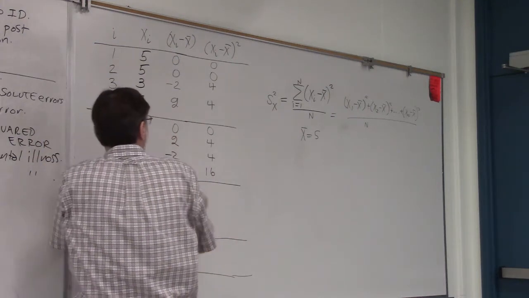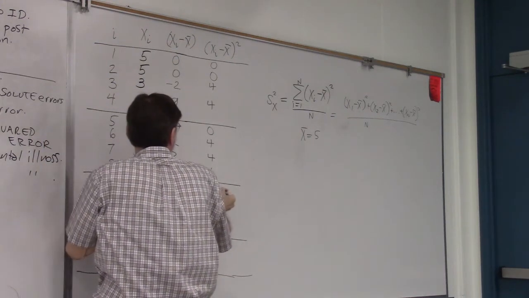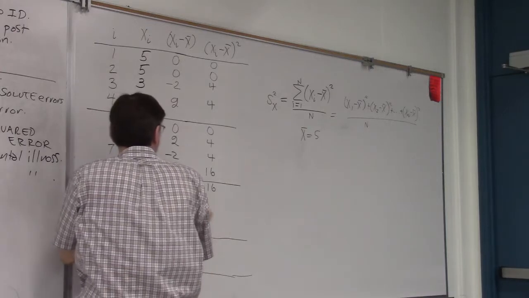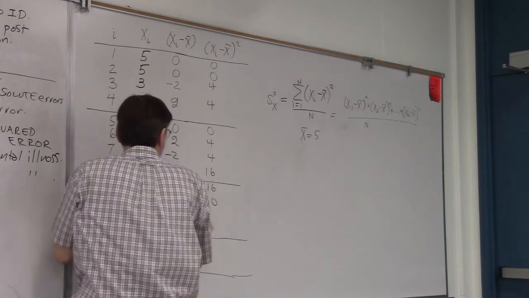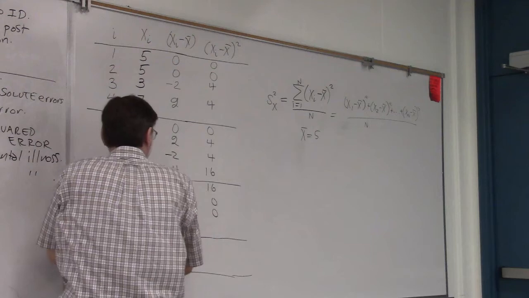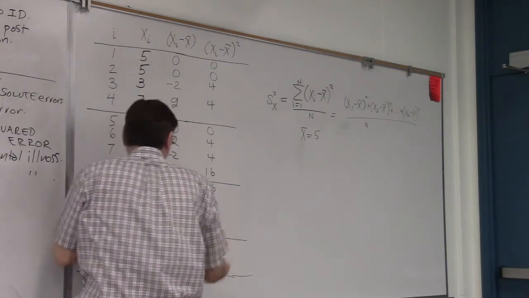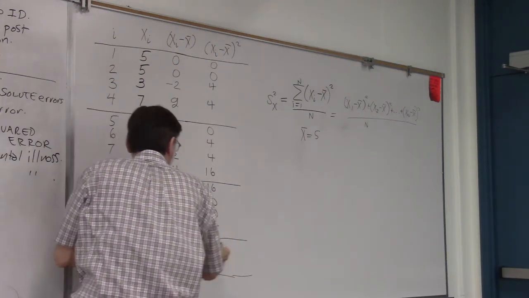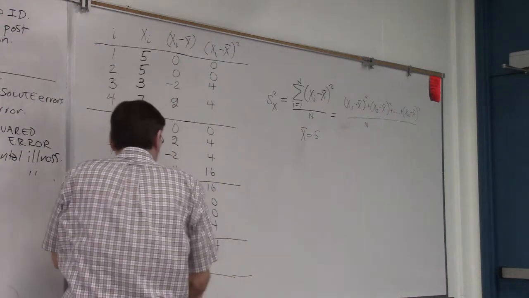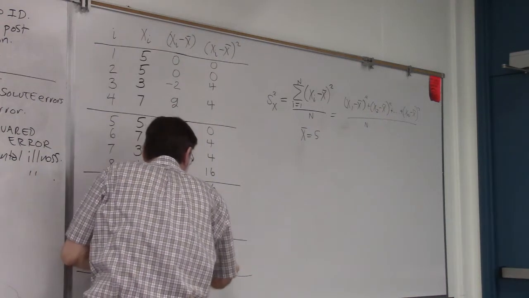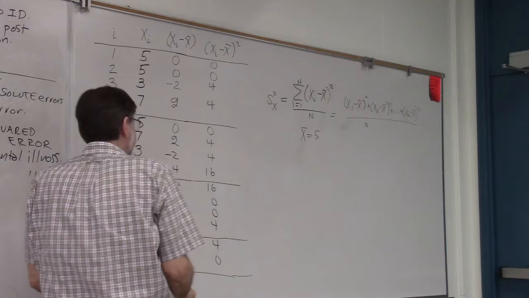9 minus 5 is positive 4, squared it's 16. 5 minus 5 is 0, 0. 3 minus 5 is negative 2, squared it's 4. 7 minus 5 is 2, squared it's 4. 5 minus 5 is 0, squared is 0, and that's it.